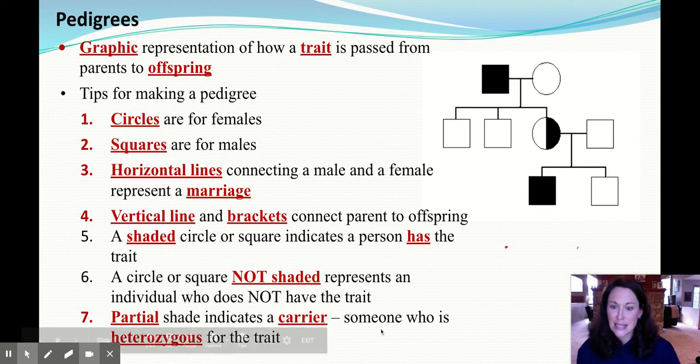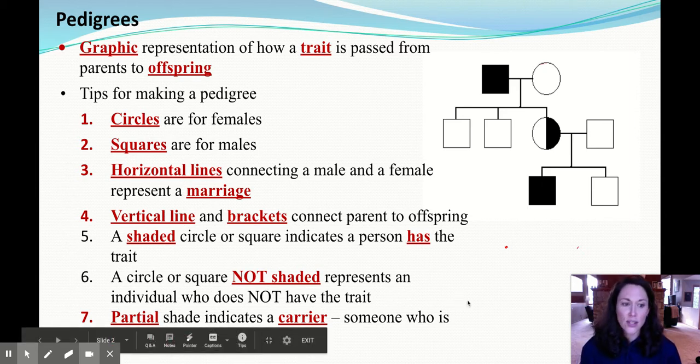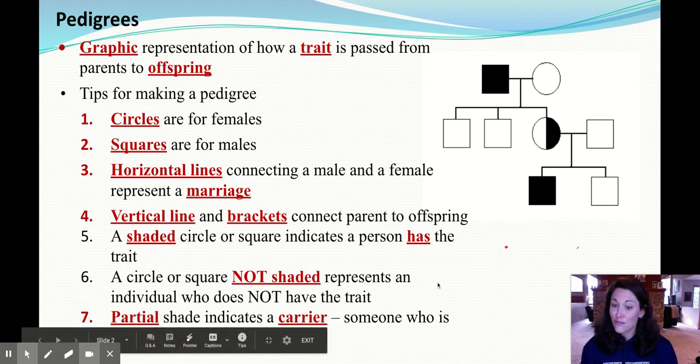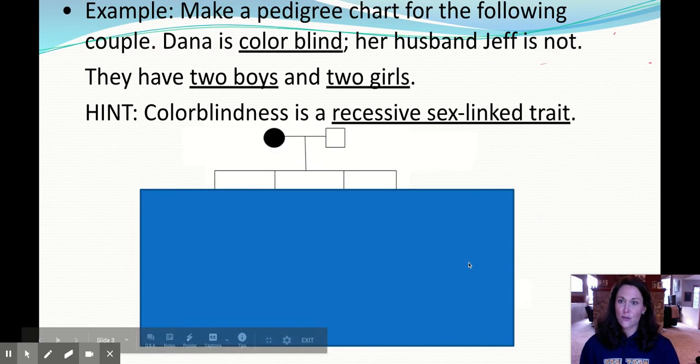So let's take a minute, and I want you to answer the Ed Puzzle questions that pop up now. Okay, if you've done that, you're ready for the next part of today's information.